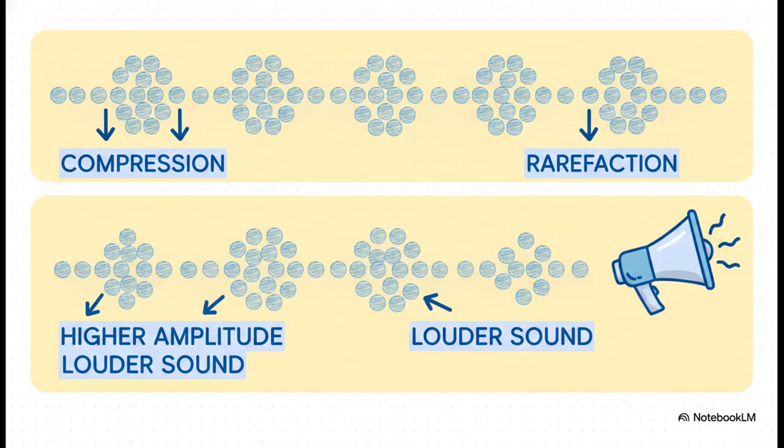So, as those particles vibrate back and forth, they create a very specific pattern. On one hand, we get what are called compressions. These are the high-pressure regions where the molecules get pushed tightly together. On the flip side, we have rarefactions. These are the low-pressure regions where the particles are spread further apart. It's like a giant invisible accordion playing in the air.